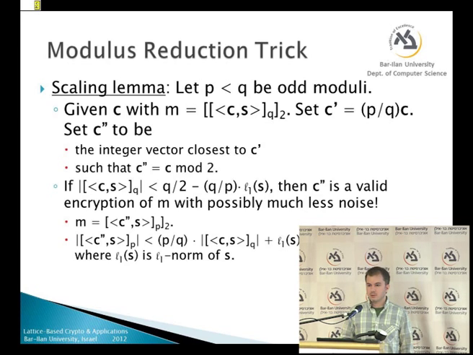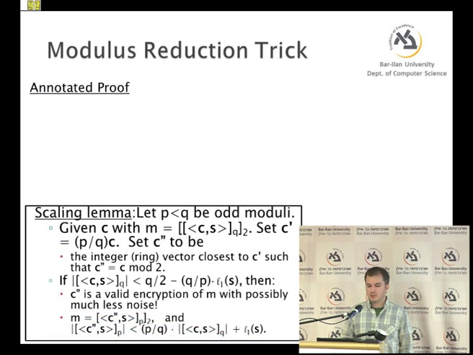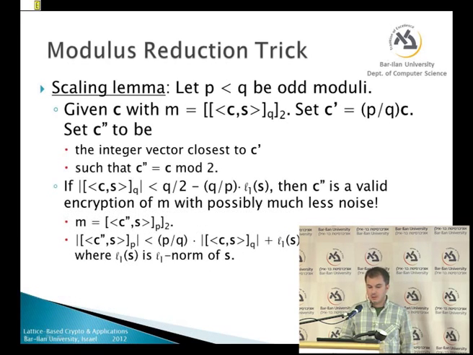Yes. So what prevents an adversary from just scaling down to a set of ciphertexts that they can solve? Well, it's the L1 norm of the secret. Yes, it keeps it from going down to zero. That's basically it.